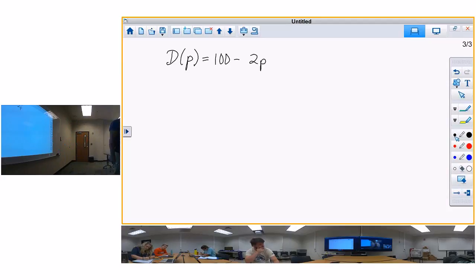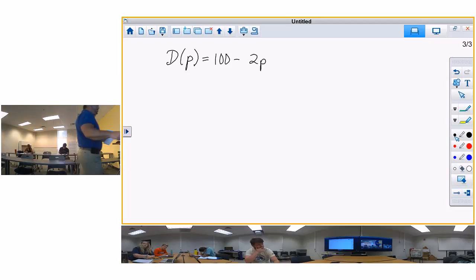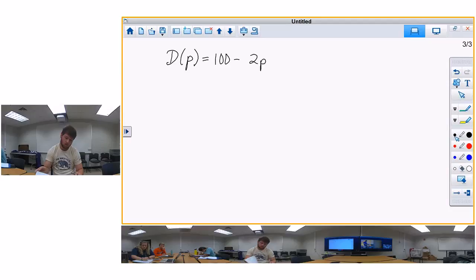This is 6.3. So go to your notes on 6.3, and use your notes, unless you know it by heart. And if you know it by heart, that's good.